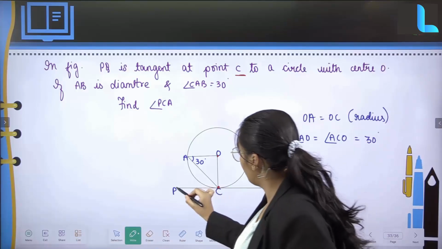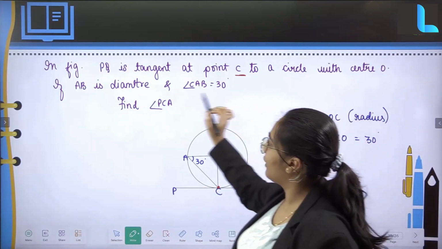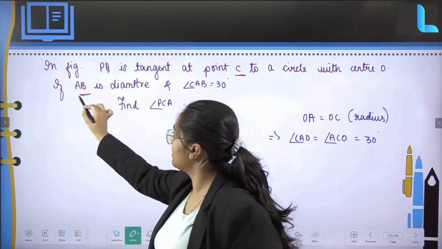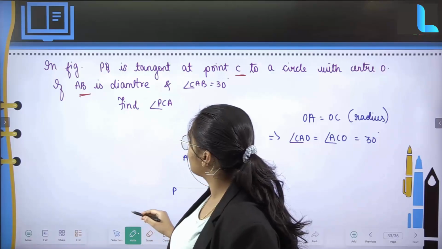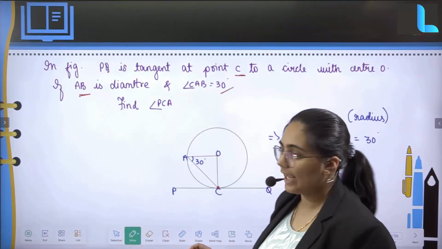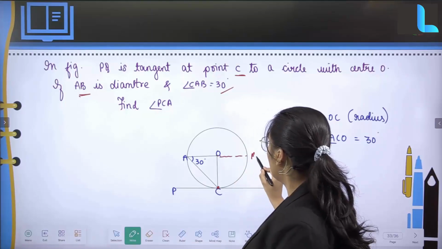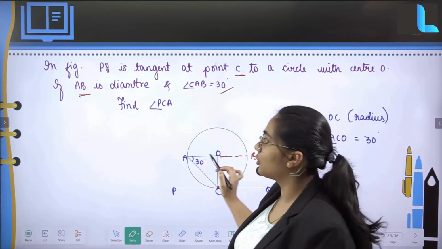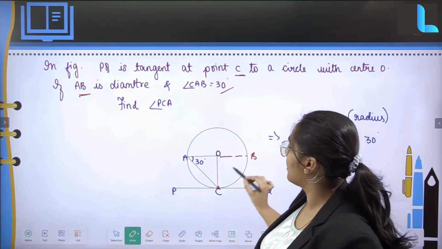Over here PQ is going to be the tangent, O is the center of the circle, and AB is the diameter, as they have specified. OA is radius, so if I extend this I will get OB, and AB is going to be the diameter. So angle CAB is 30 degrees.